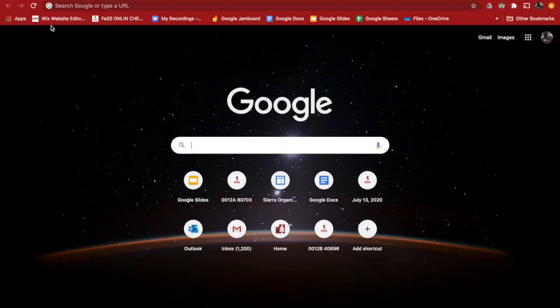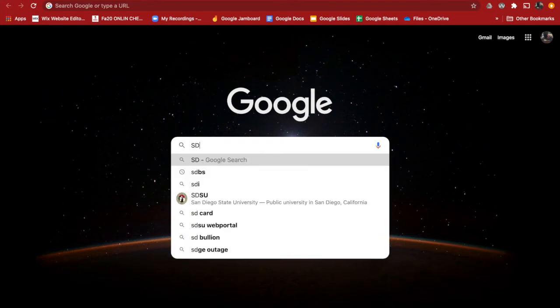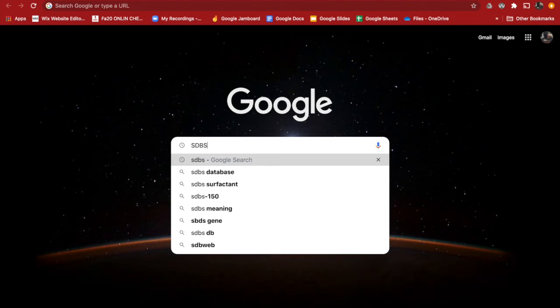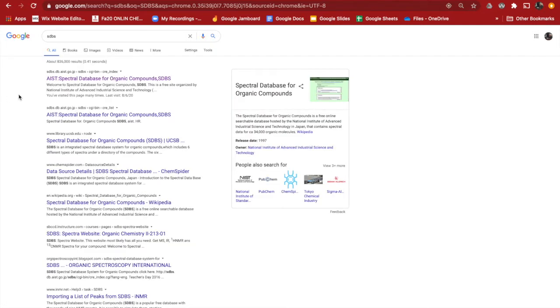All right, so if I come into a Google search or any other search, probably if I go SDBS, it doesn't have to be capitalized. See, it already shows the database one, but if I just search that, it should get me there. Yep, this is it. It says AIST Spectral Database for Organic Compounds, SDBS. So click on that.